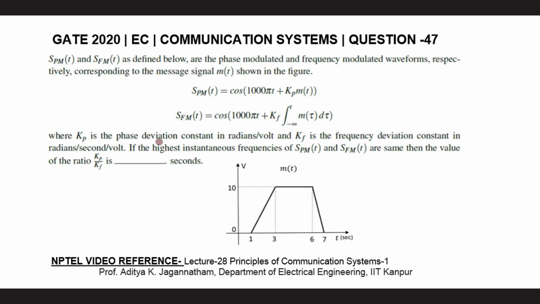Here kp is the phase deviation constant in units of radians per volt and kf is the frequency deviation constant in units of radians per volt second. It is given that the highest instantaneous frequencies of SPM(t) and SFM(t) are equal, and what we need to calculate is the ratio kp by kf in units of seconds. Also given in the question is the plot of m(t) with respect to time t.